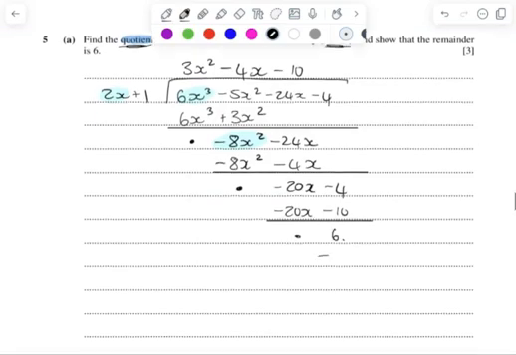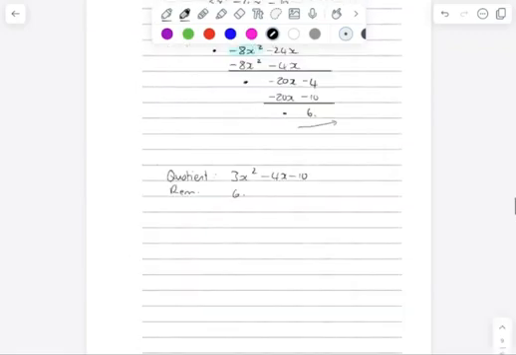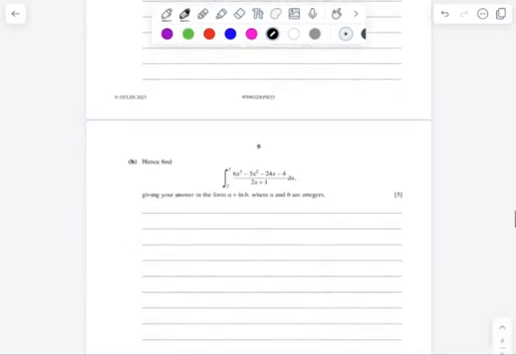Brilliant. So we've got our quotient, which is 3x squared minus 4x minus 10, and our remainder is 6, just like we were asked to prove. So that's nice. It gives us some confidence.